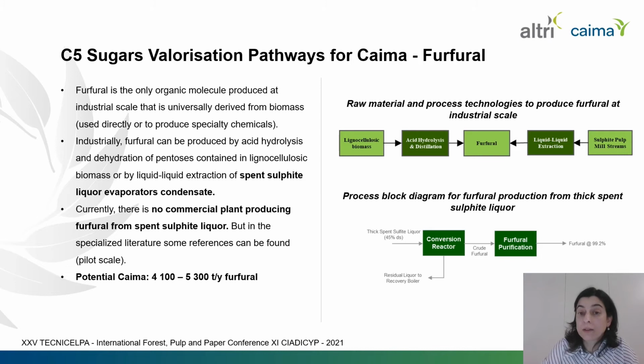It's consensual that the fast removal of furfural from the liquid phase during the dehydration of the pentoses is essential in the mitigation of side reactions that result in low furfural yields. For COIMBRA, we estimated a production between 4,100 to 5,300 tons per year of furfural.